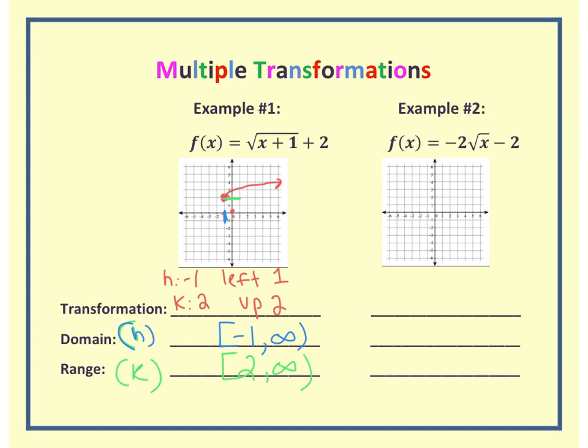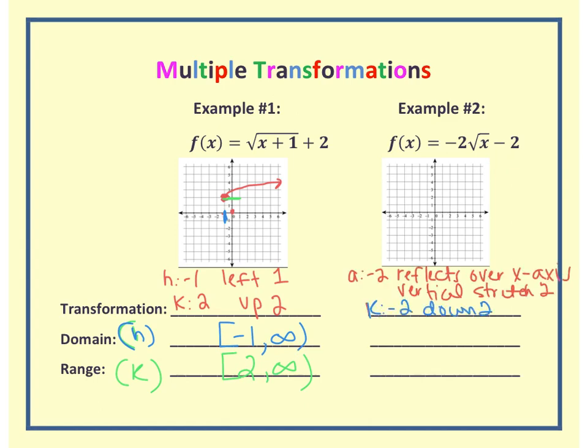On the second problem, what's happening to this graph? Well, I actually have 3 different things happening. The negative causes a reflection over the x-axis. The 2 causes a vertical stretch of 2. And this -2 down here makes the graph go down 2. That is my k value.